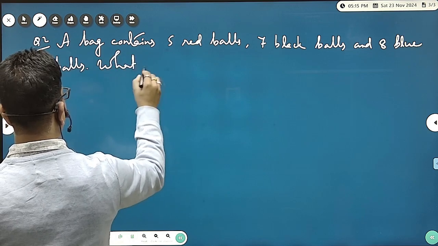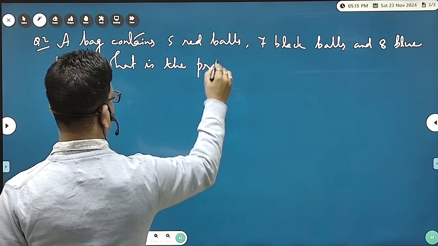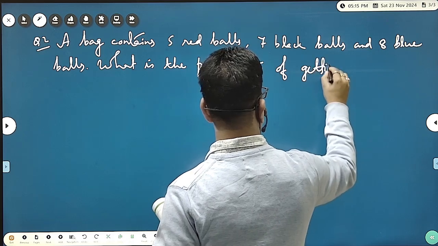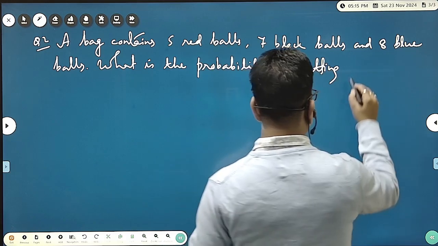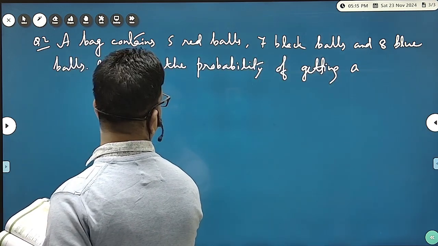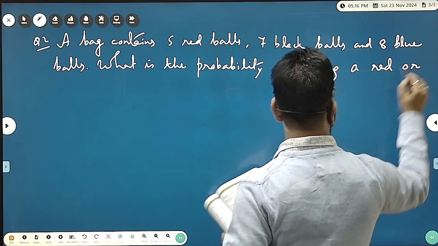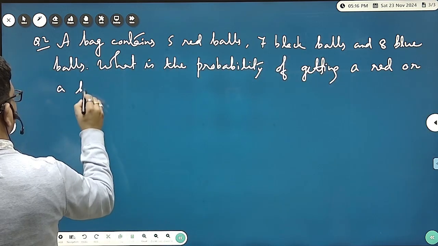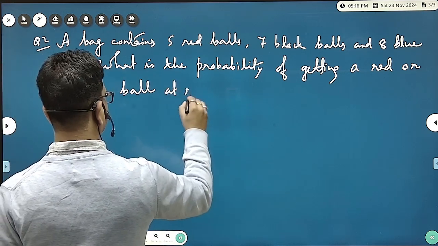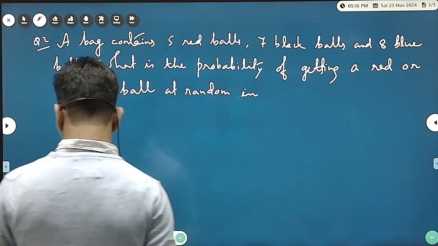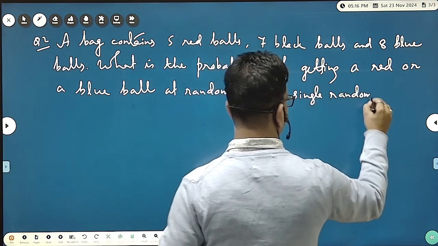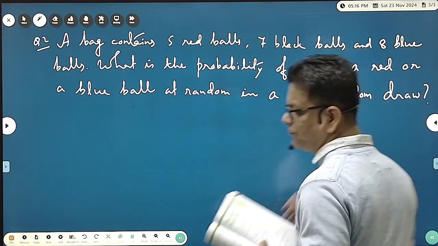Question is, what is the probability of getting a red or a blue ball at random in a single random draw? Okay.